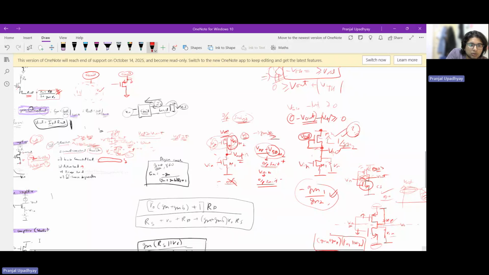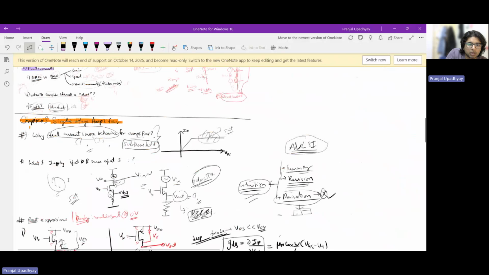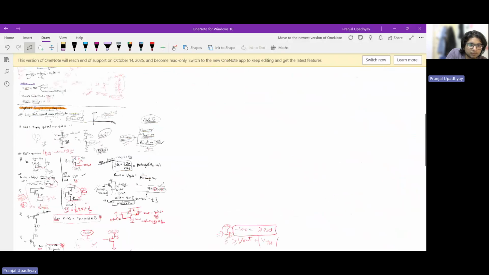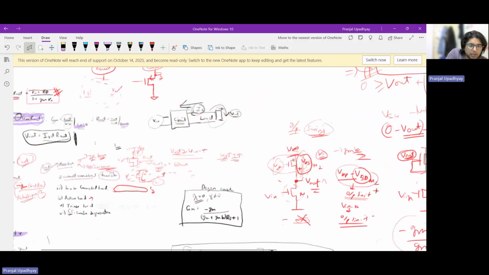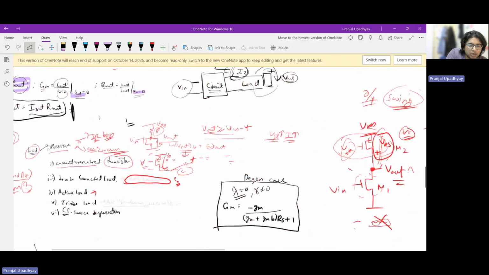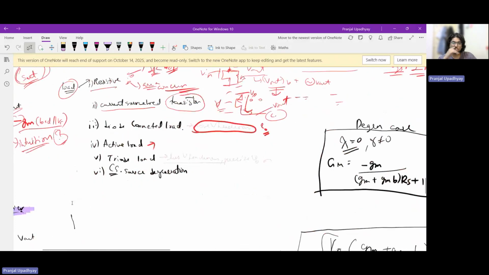Okay, great. So this was the discussion on active load, and then we have something by the name of triode load. What we intend in a triode load is that we try to make the load MOSFET work in the triode regime. That means we set its bias point such that it's in the triode regime. And we already derived above that when the pull-up path is in the triode regime, the resistance comes out as 1 by GDS. And that is also a possible configuration that you can use.